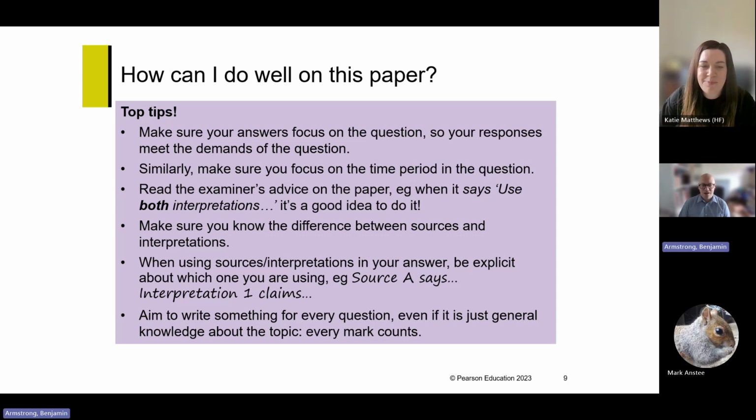And the final top tip is also useful on every exam, but really important on this one. Aim to write something for every question. Even if you're not 100% certain, it's better to put some general knowledge down about the topic and put something general that you know, rather than leaving a question blank. Every mark counts, and an answer with general knowledge might still get some marks, whereas a blank answer can't get any marks.